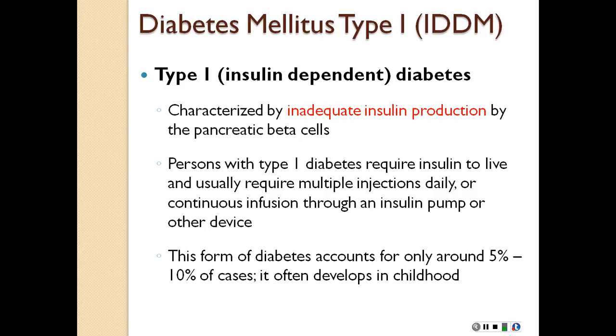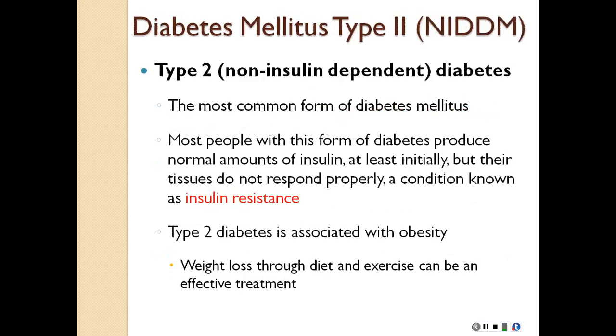Type 1, though, is also called child onset diabetes mellitus. So usually if a child has diabetes mellitus, it's type 1. And type 2 is referred to as adult onset. It usually occurs after the age of 40, and it's the most common form of diabetes mellitus. Most people with type 2 produce normal amounts of insulin. So what's the problem?